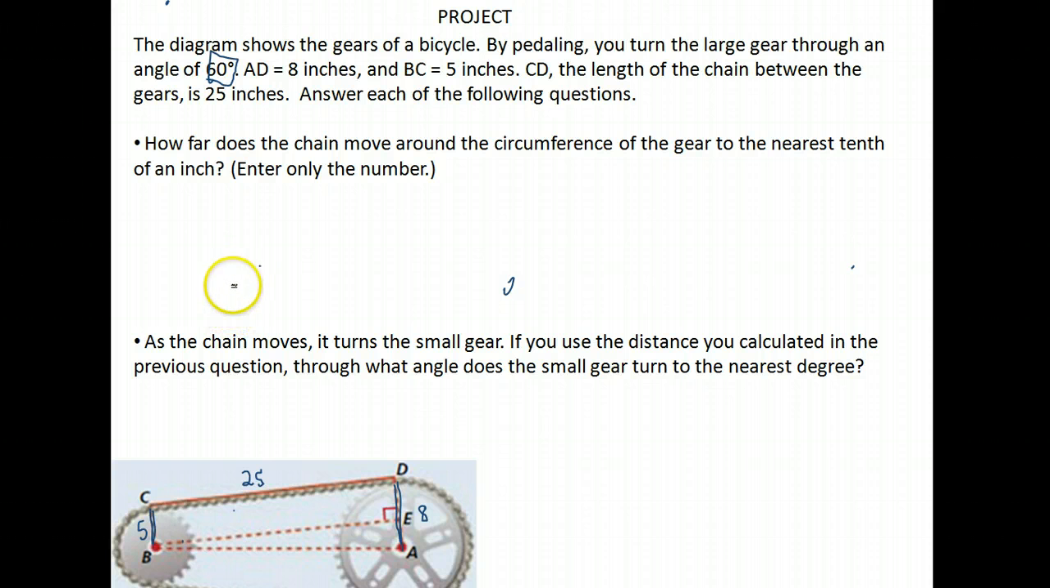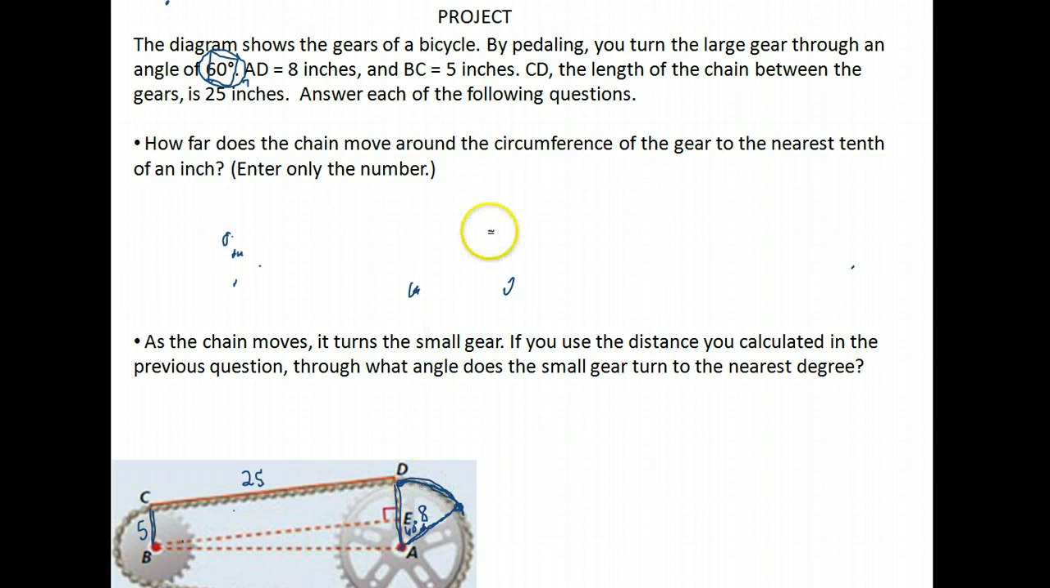Question number 1. How far does the chain move around the circumference of the gear to the nearest tenth of an inch? Now, what they just said up here is that when you pedal, the large gear moves 60 degrees. So let's make an example here. Say we had this angle here, and it's 60 degrees. They want to know how far this moves. What's the length of this chain on the arc?